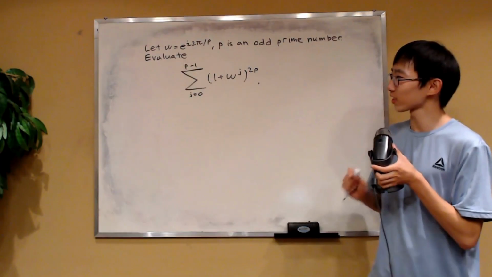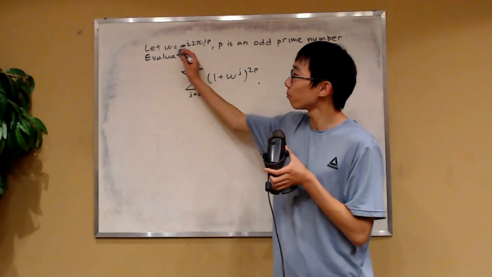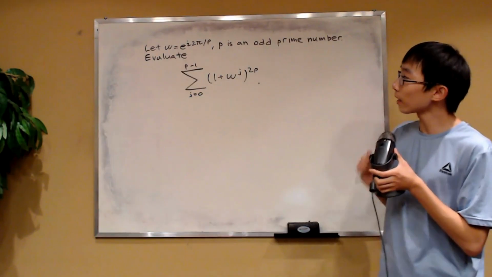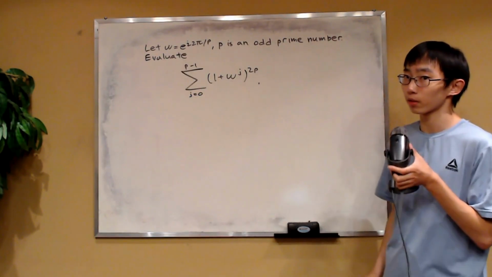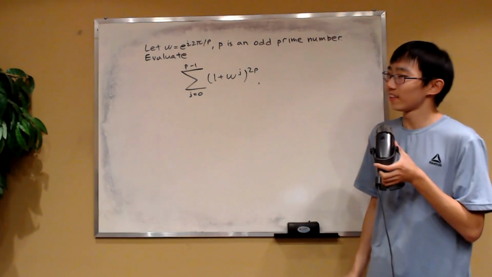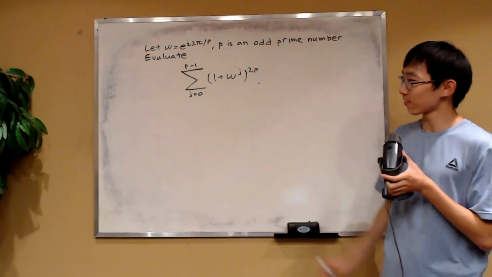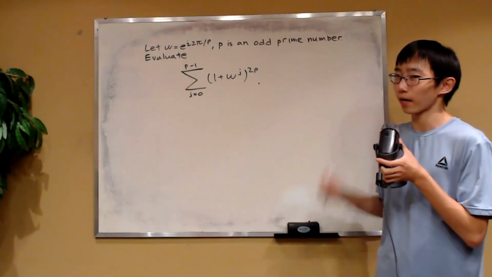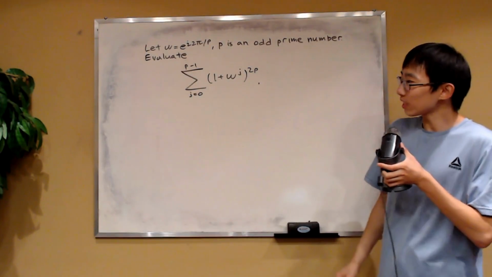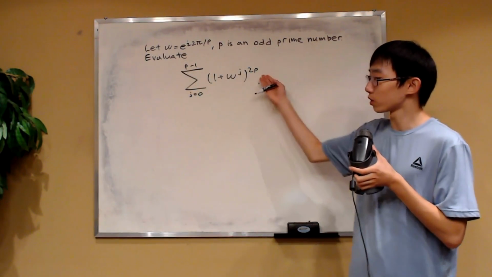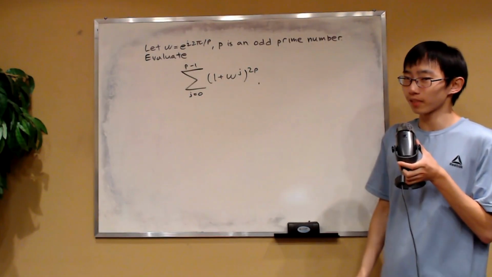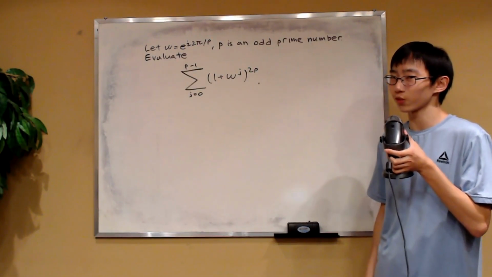So the context was that we have the complex number omega equal to e to the i 2 pi over p, and p is an odd prime number. Now, you want to evaluate this summation. Of course, at the beginning, there doesn't seem to be a straightforward path to the solution. But we see that we have a binomial and a positive integer power. So why not expand it with the binomial theorem? That way we can analyze each individual term.